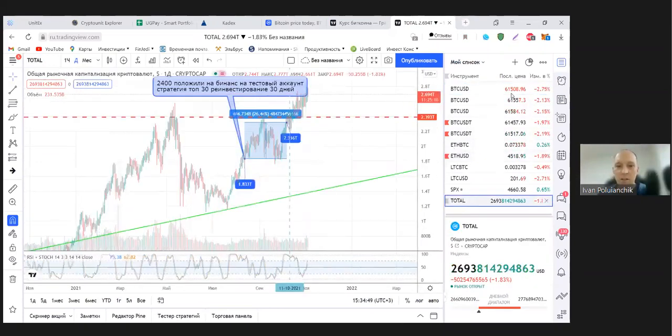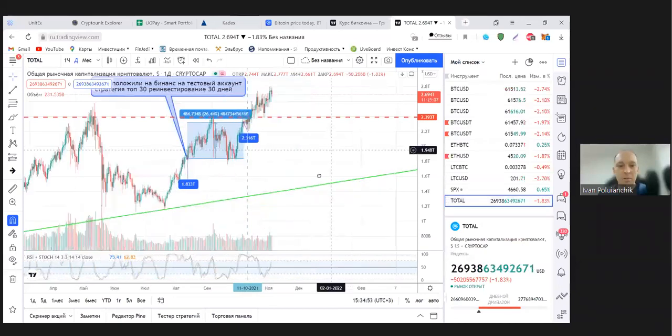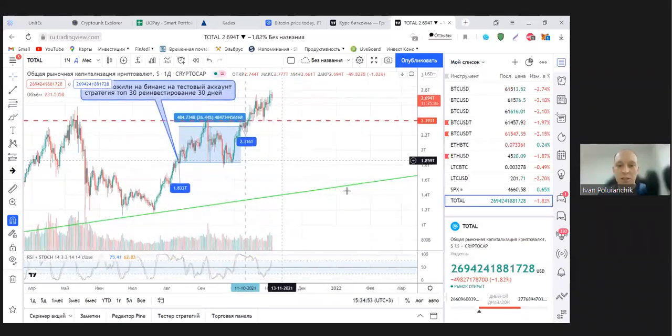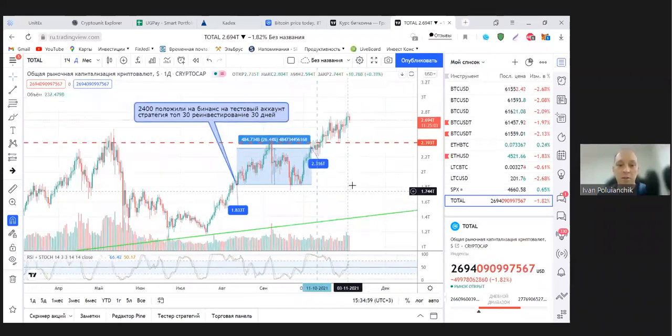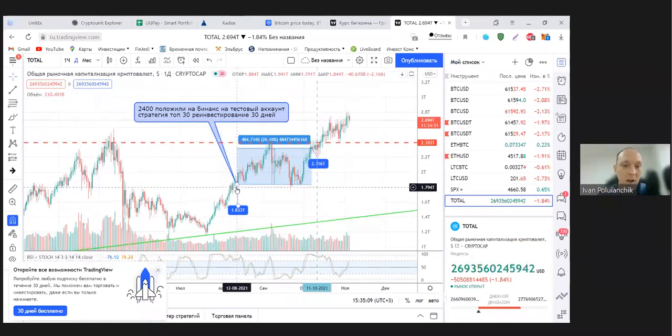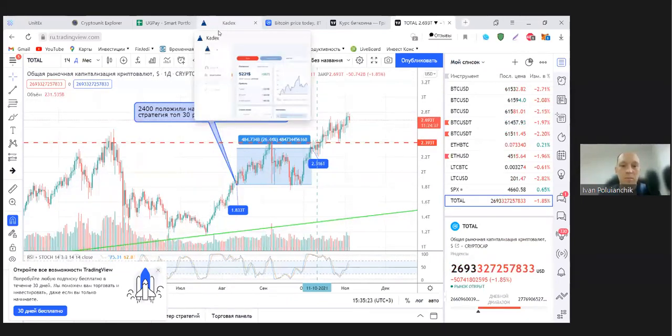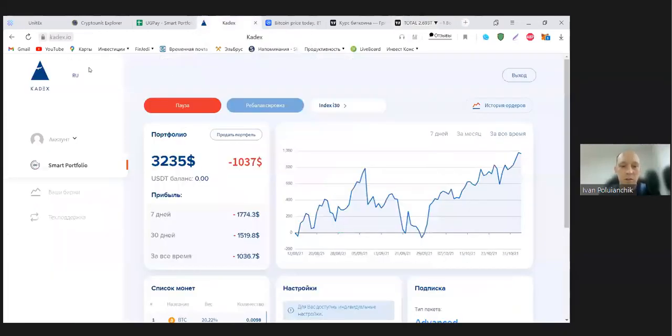This is overall market cap. And this chart reflects the history of our test portfolio. So it was on the 12th of August when we started selling Smart Portfolio. 2,400 was topped up to the Binance account to be managed by Smart Portfolio. Now we will go to Smart Portfolio and see its result.